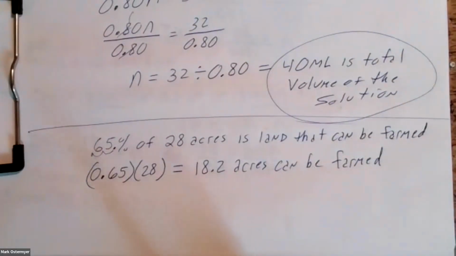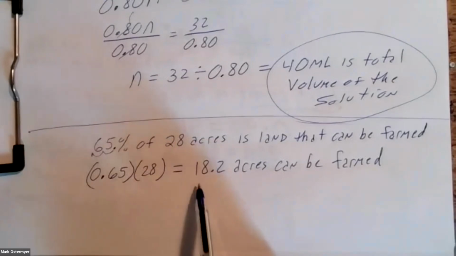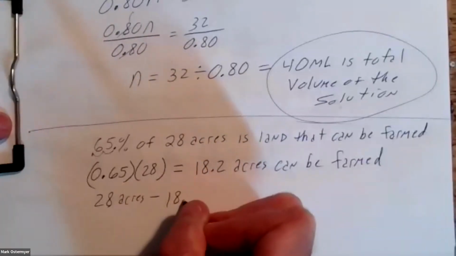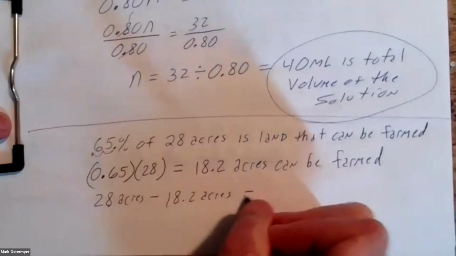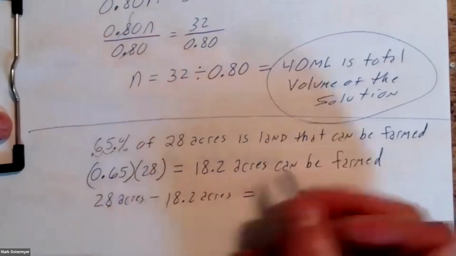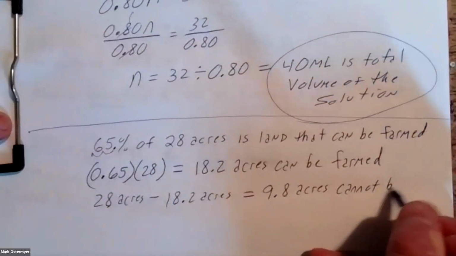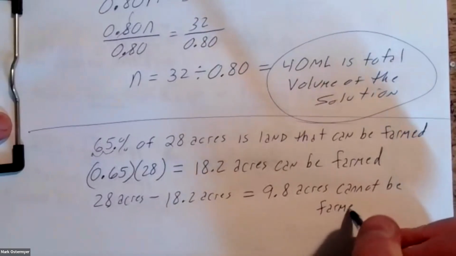How many acres cannot be farmed? How would you find that out now? Well, you would take the total number of acreage, which is 28 acres, and subtract off the number of acres that can be farmed, correct? So 28 acres minus 18.2 acres that can be farmed leaves us with how many acres that cannot be farmed? What's 28 minus 18.2? 9.8. Yep, so 9.8 acres cannot be farmed. And I think we've answered that problem there.